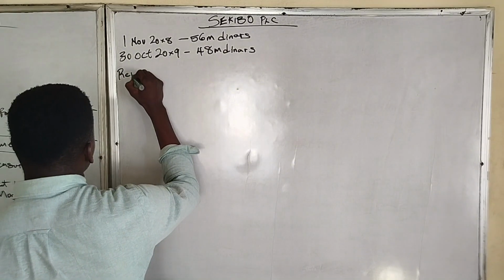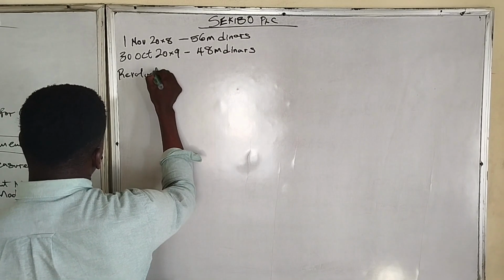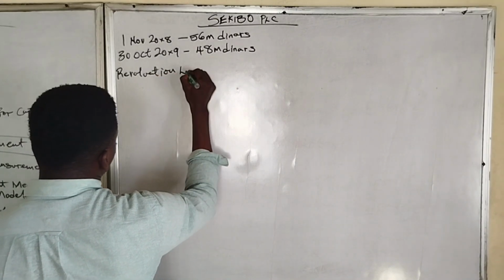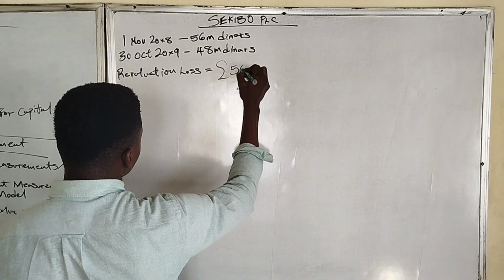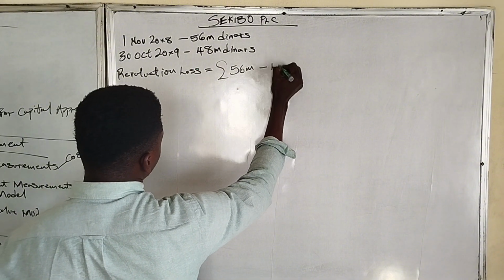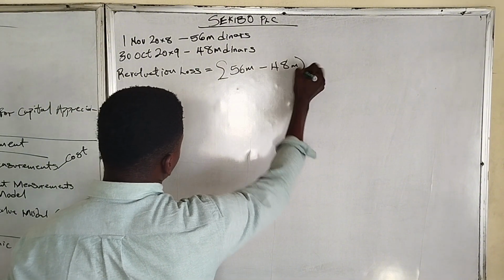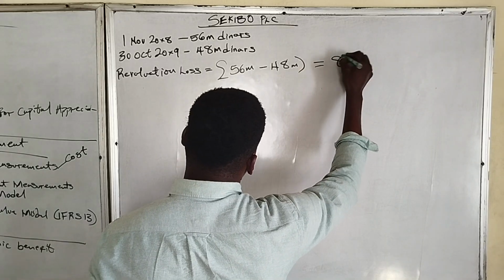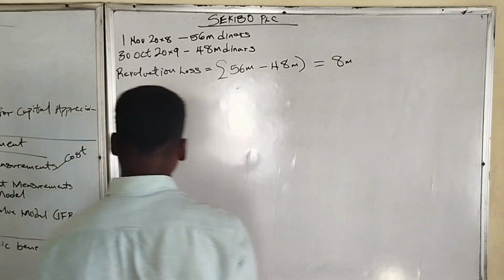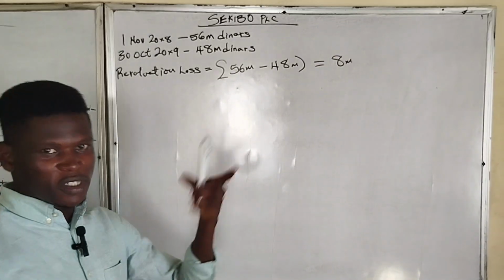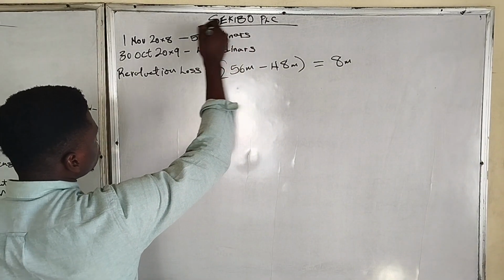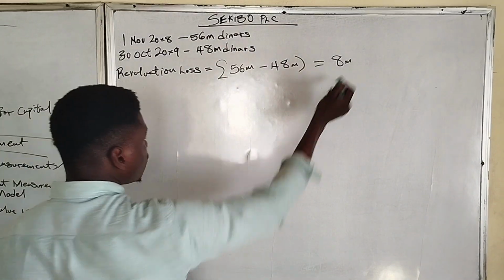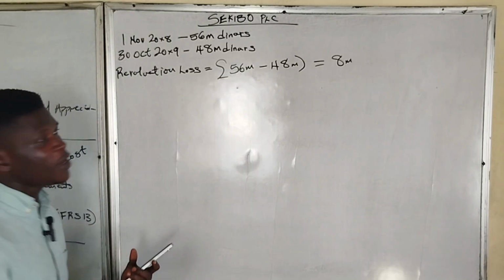So revaluation loss will be 56 million less 48 million, which will give us 8 million. So 8 million is the revaluation loss on investment. So how do we correct this, or how do we show this 56 million to reflect this revaluation loss of 8 million? That's more like passing the entry.